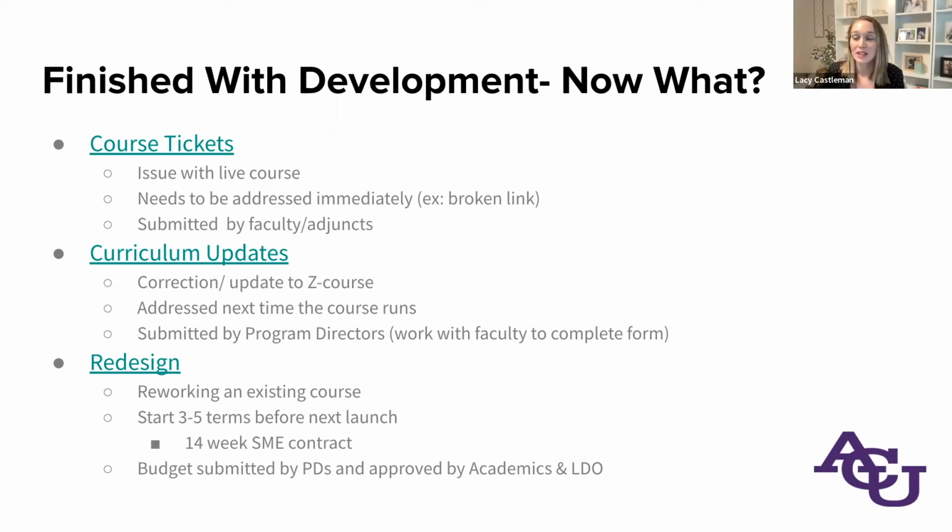Okay, so now let's say we've got our courses all developed and we're ready to go, and they're online and they're offering. So what do we do next? How do we maintain the successful learning environment that we worked so hard to build? Our department manages three main processes that help us accomplish this and continuously improve. As I believe Amanda mentioned, these three links are hyperlinked and also available on our department website. The three main processes: you can submit a course ticket, a curriculum update, and a request to contract for a redesign.